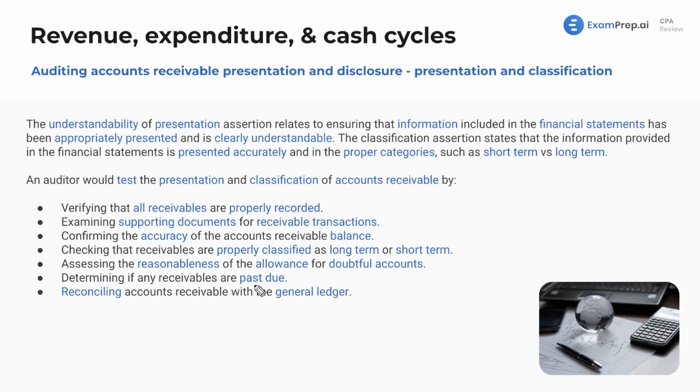Next, determine if any receivables are past due. If anything is past due and it's not listed as such, that would be a problem, and you want to make sure that's properly classified. Lastly here, reconciling AR with the general ledger. That is going to be pretty important there. Making sure that your accounts receivable aging schedule, which should have all of your AR listed out, matches what you have listed on the general ledger for the AR balance.